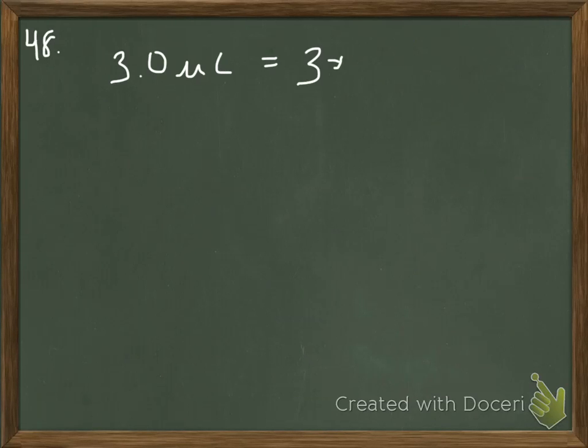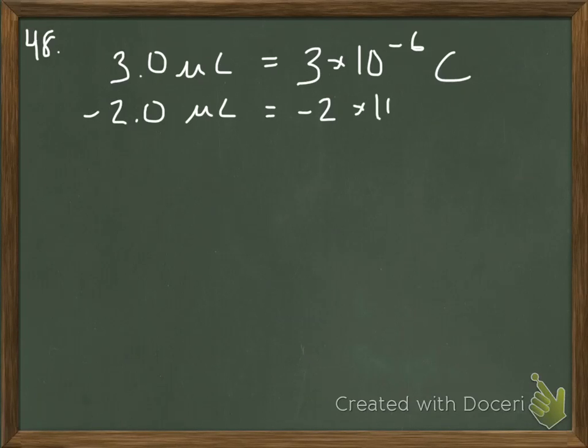I want to remind you what a microcoulomb is. It's just times 10 to the negative 6th. So if you have 3 microcoulombs.